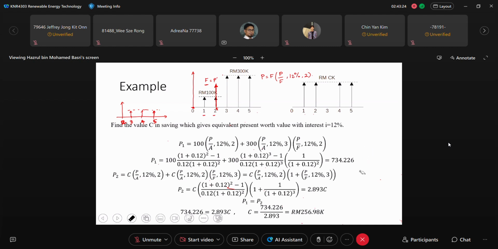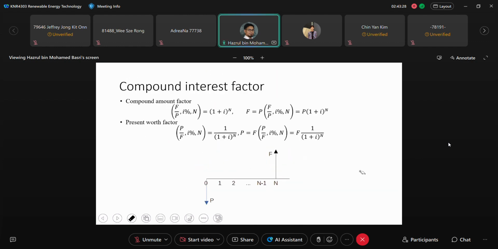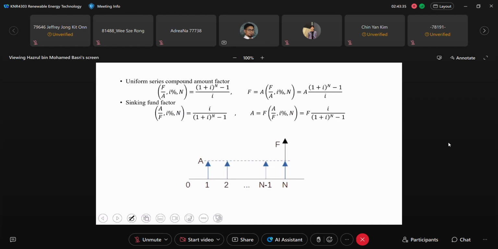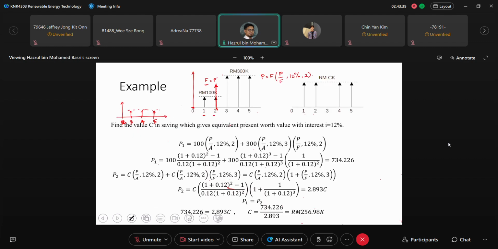P given F. Yes, this one. So this is the formula. Okay, and finally you get 734.226 thousand. Of course, the unit is ringgit Malaysia.